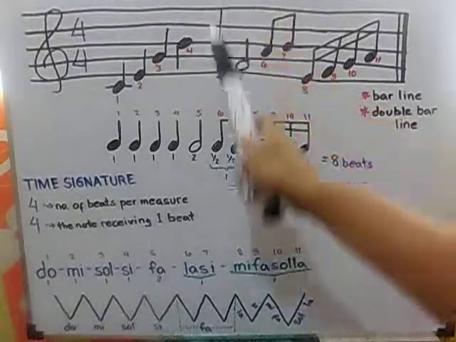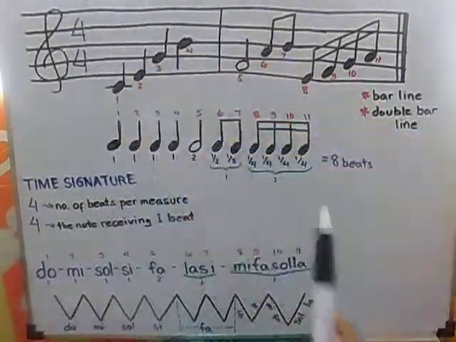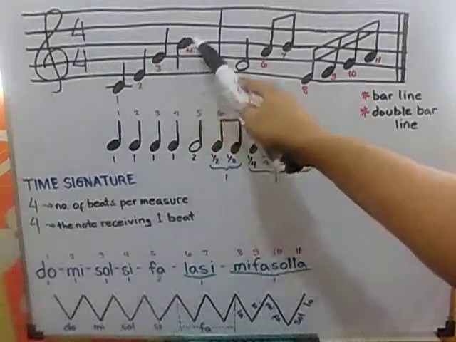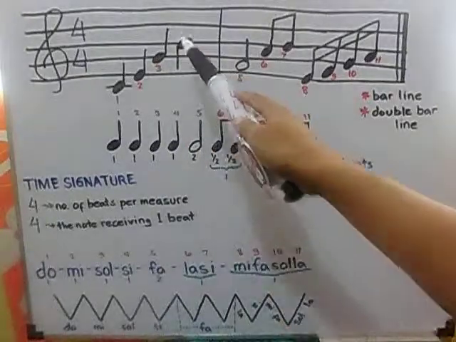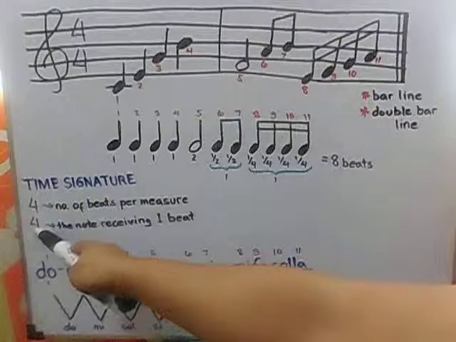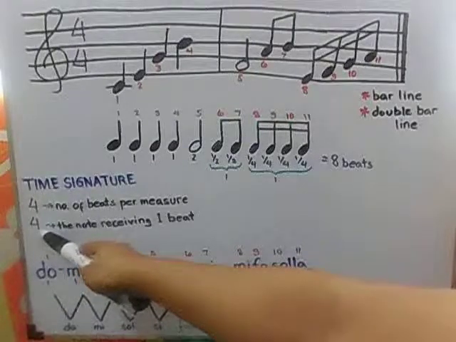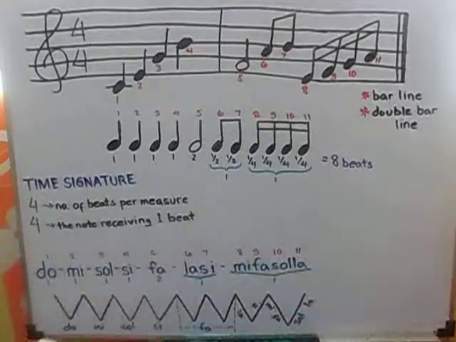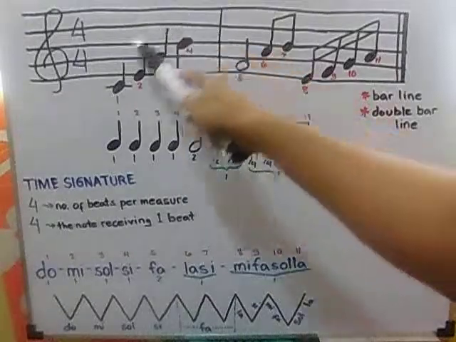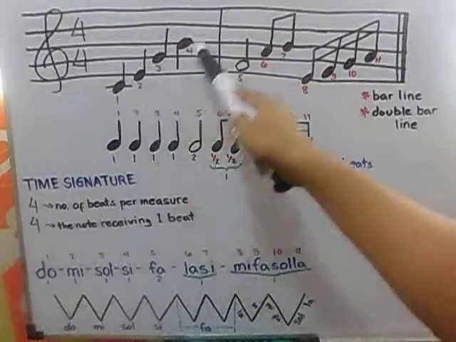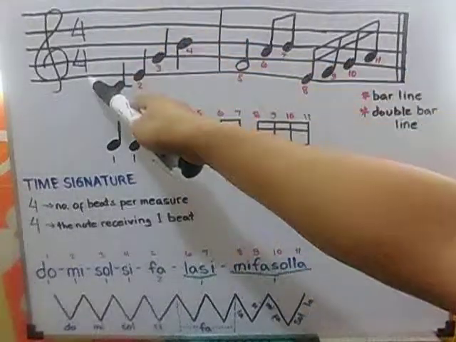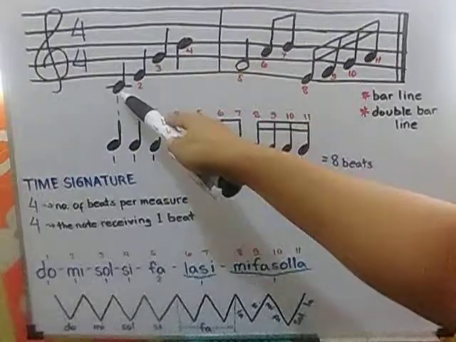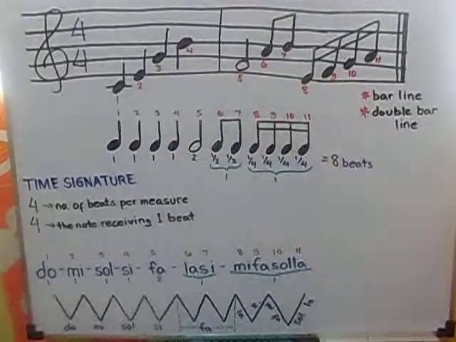So let's see. In this first measure, we have 4 quarter notes. This 4 means the designated number for the quarter note. So therefore, this measure is correct. It complies with our time signature: 4 beats, and each quarter note will receive 1 beat.